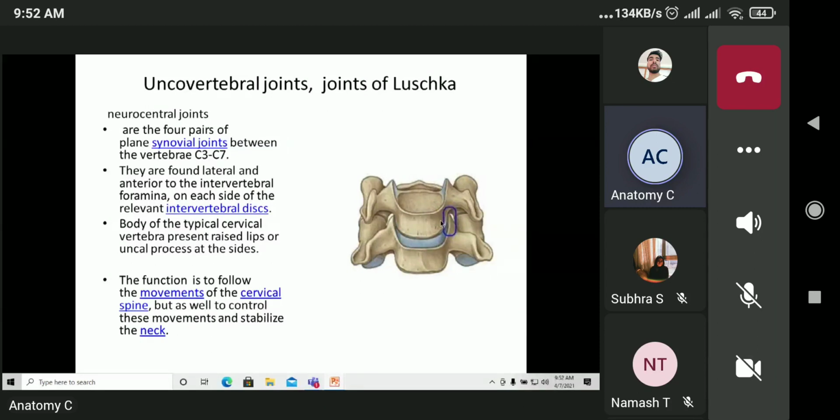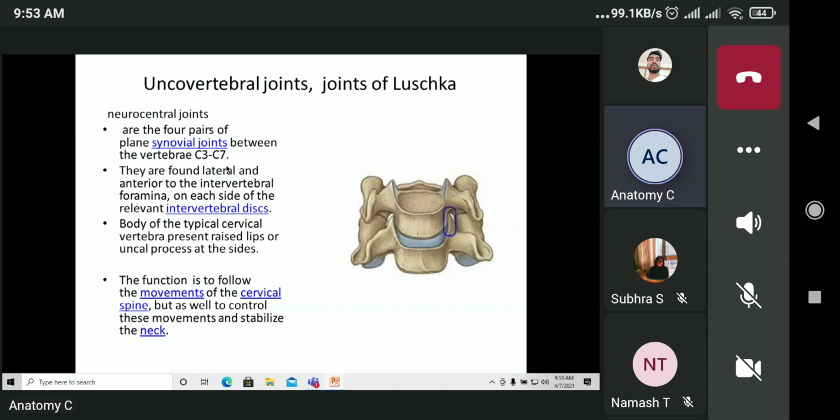So this is the vertebral disc, and on each side you can get this. The body of the typical cervical vertebra is raised. Can you see the raised portion, this one, just like lips? This raised portion is also known as the uncus at the side. The articulation between these forms the uncovertebral joint. On the body of the typical cervical vertebra there is a raised lip or uncus, and these two articulate and form the uncovertebral joints.